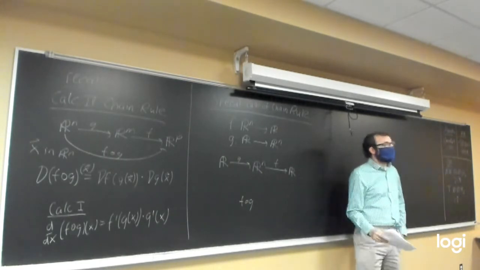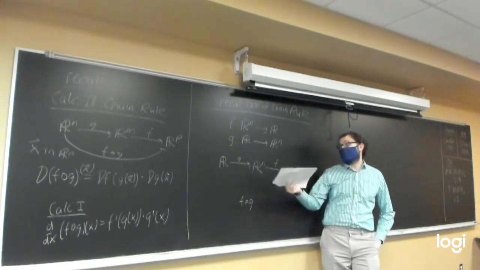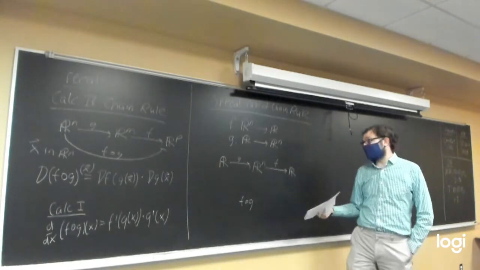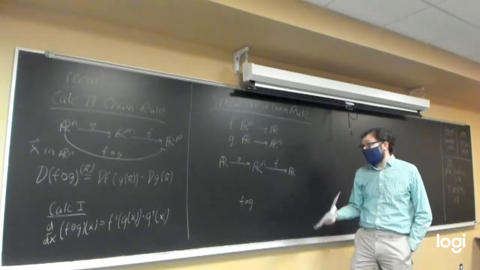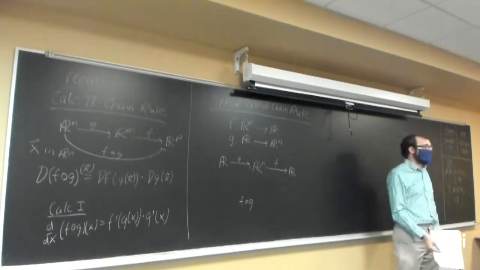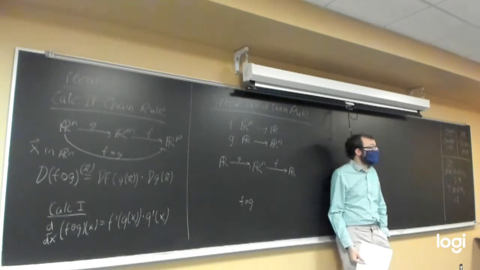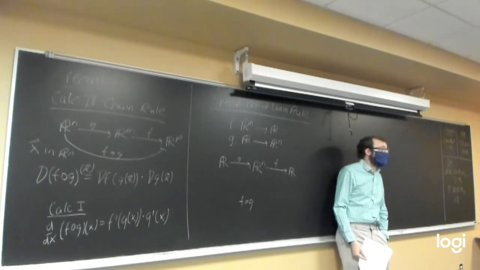What would happen if we compose these two functions? This function f composed with g, where g starts in R and ends in Rn, and f starts in Rn and ends in R. What can we say about where the function f composed with g is going to start and end?